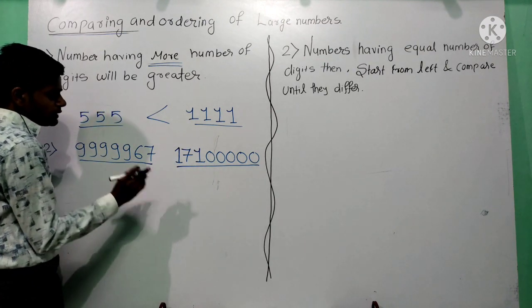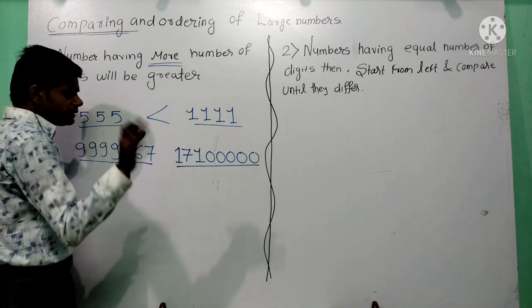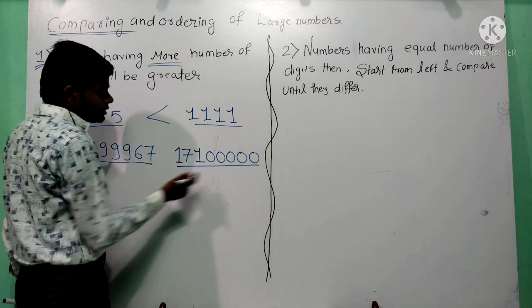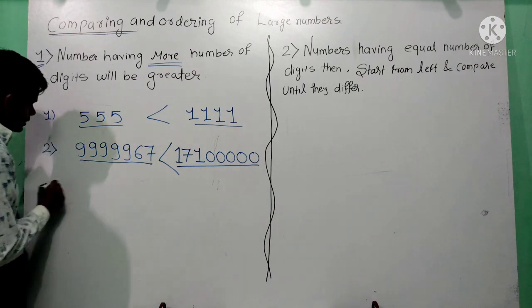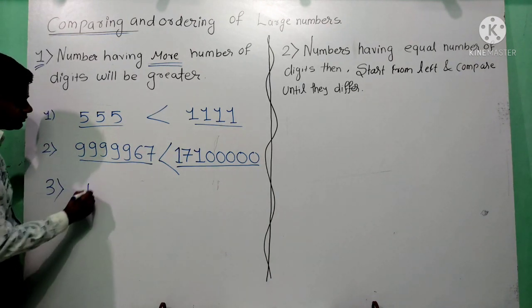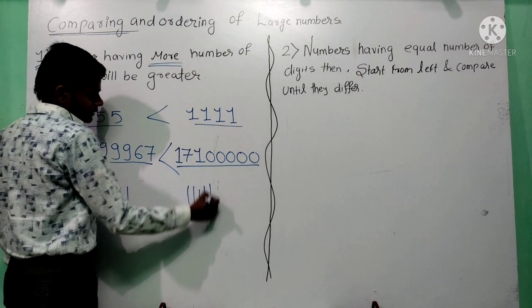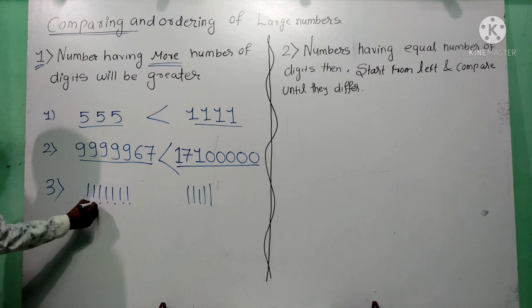What is the matter? If the number has more digits, that will be greater. So you can see here it is a 7-digit number and it is an 8-digit number. So obviously this number will be greater. Same thing. 1, 1, 1, 1, 1, 1, 1 and 1, 1, 1, 1, 1. Okay, how many is it? 1, 2, 3, 4, 5, 6, 7.